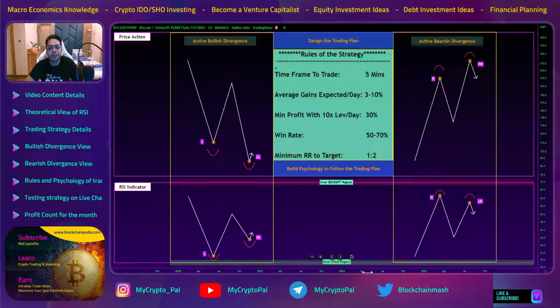Okay, if the market is falling vigorously, don't take these trades. But if the market is going sideways or is consolidating in ABC formats, then this will be a very good strategy to execute.